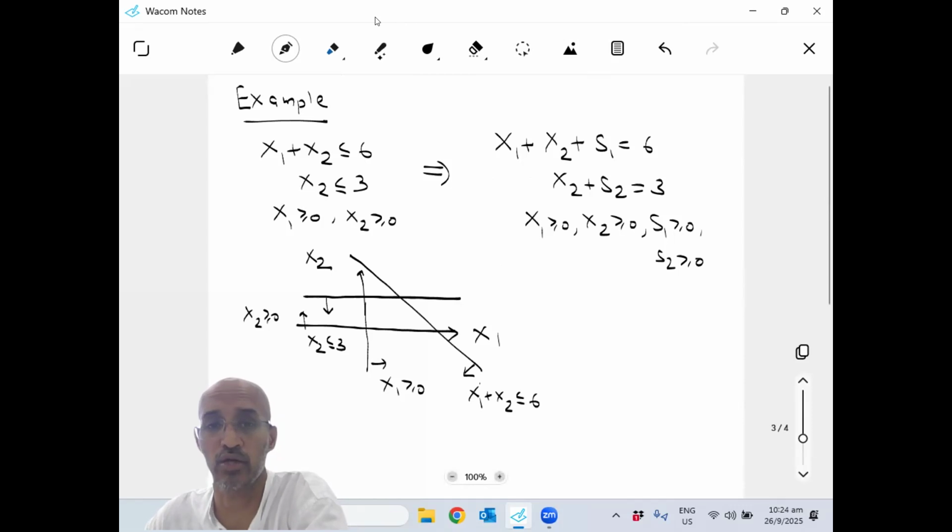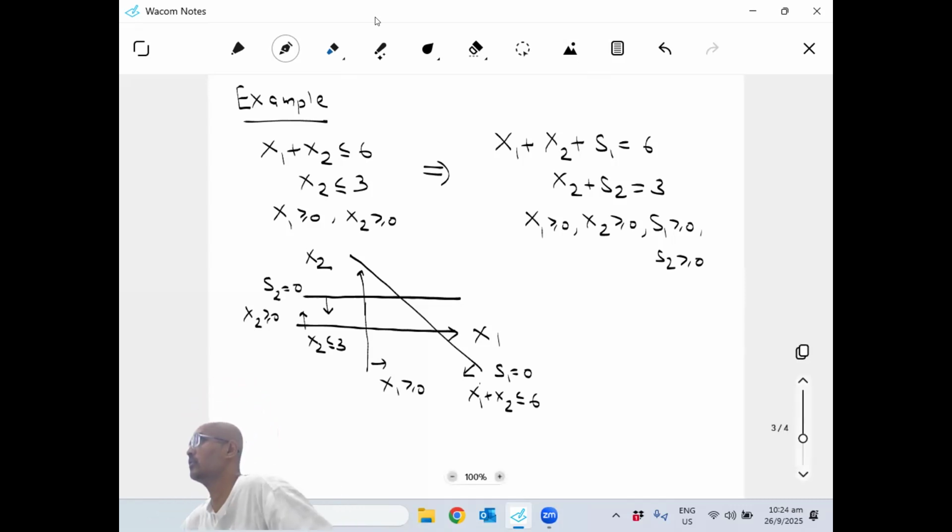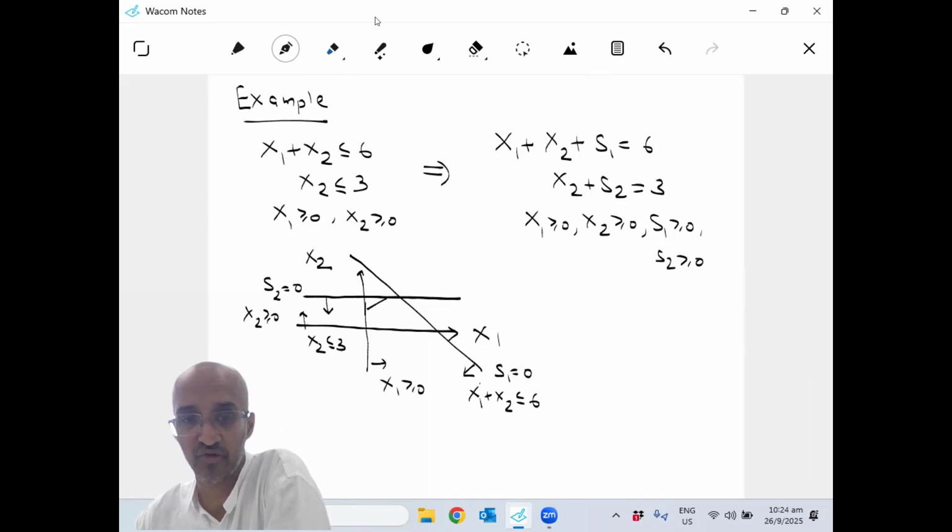Another way you can think about this is, this line is the line where x2 is equal to 0. This line is x1 equal to 0. This line is the line where s1 is equal to 0. And this line is the line where s2 equal to 0. So what's the feasible region? The intersection of all these things. So that's the feasible region.